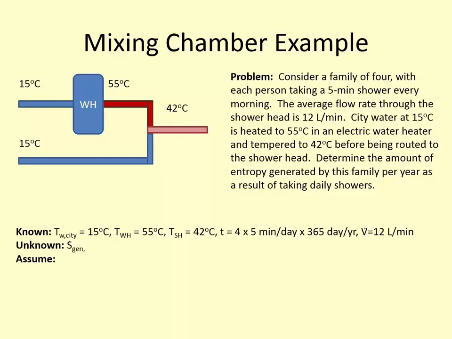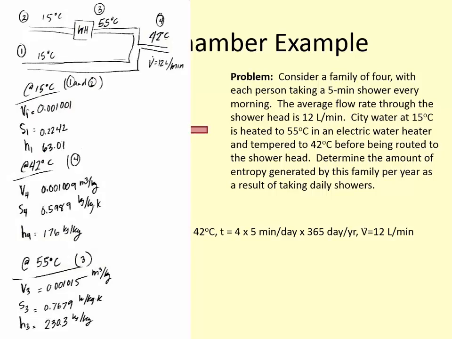If we draw the picture, I'll draw the picture over here. So we're saying stream 1 is coming from the street. Stream 2 is also coming from the street into the water heater. And then stream 4 is what comes out. Okay, so we're labeling all our streams so as not to get confused. So streams 1 and 2 are at 15 degrees Celsius.